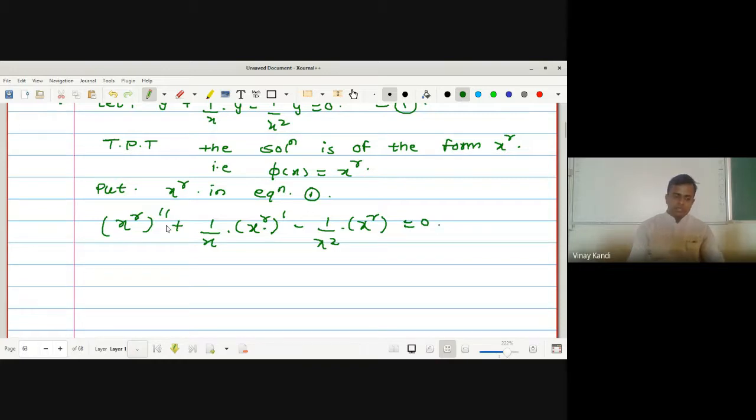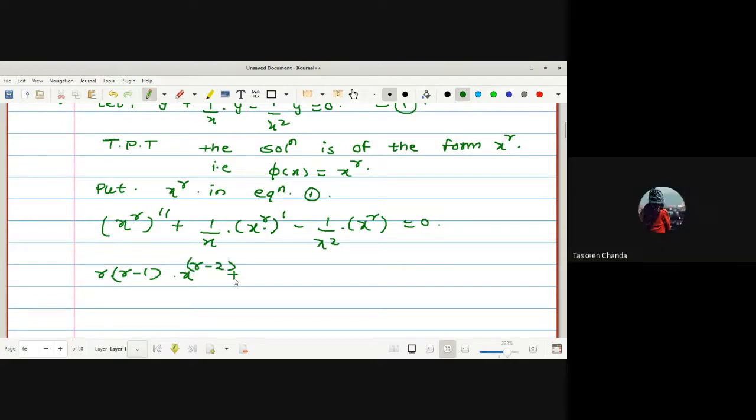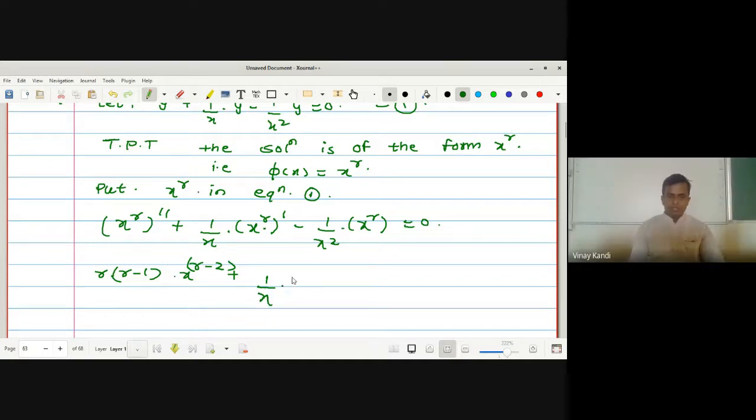What it implies? The derivative is r into r minus 1 into x raised to r minus 2. Is it correct? Plus 1 upon x, correct? So r into x raised to r minus 1, minus 1 upon x square into x raised to r, which is equal to 0. Okay, any doubt?